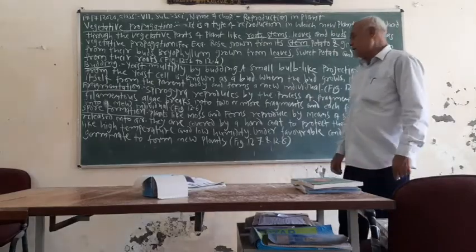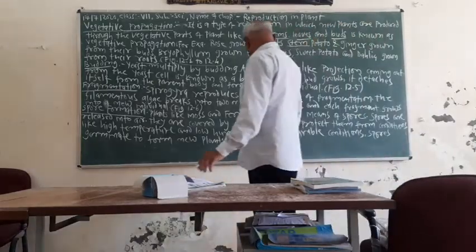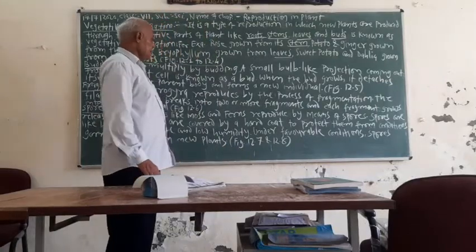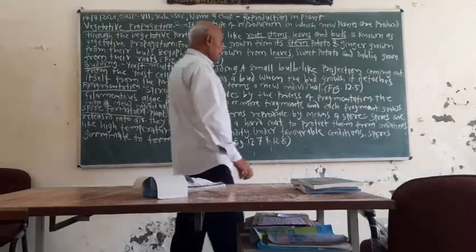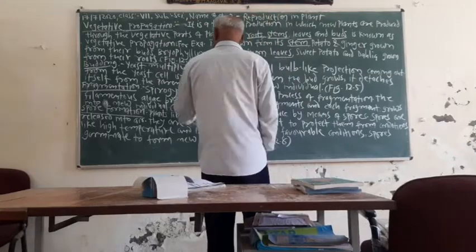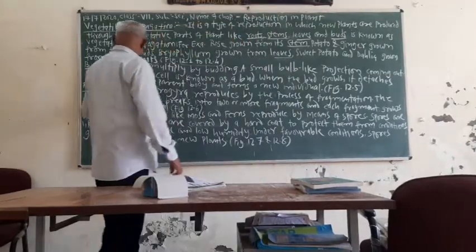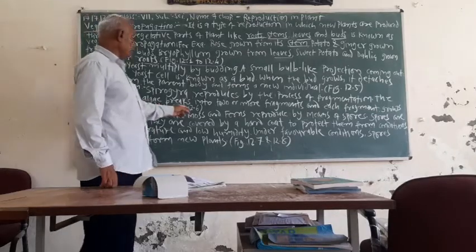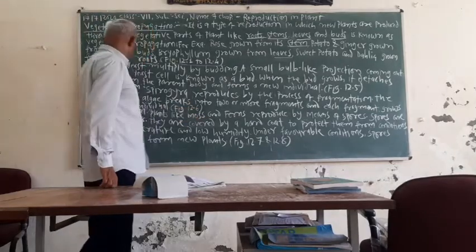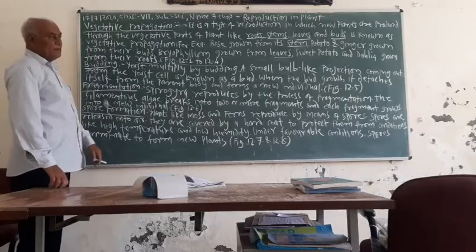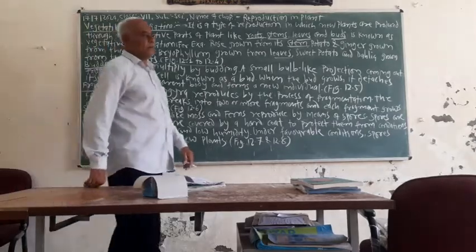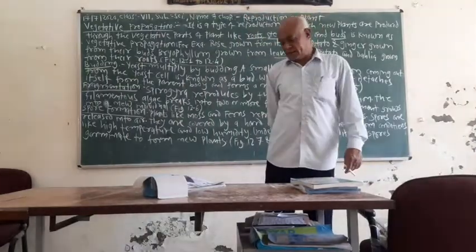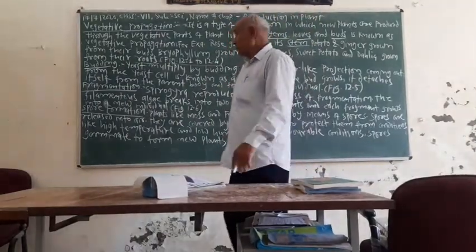The filamentous alga breaks into two or more fragments, and each fragment grows into a new individual, as in figure 12.6. Now the fourth method of asexual reproduction is spore formation. Spore formation.